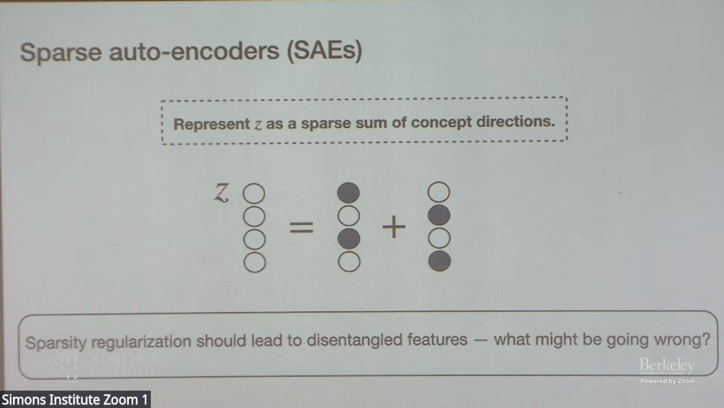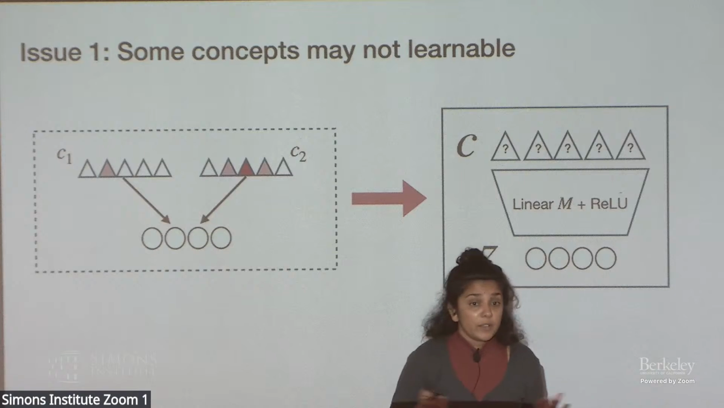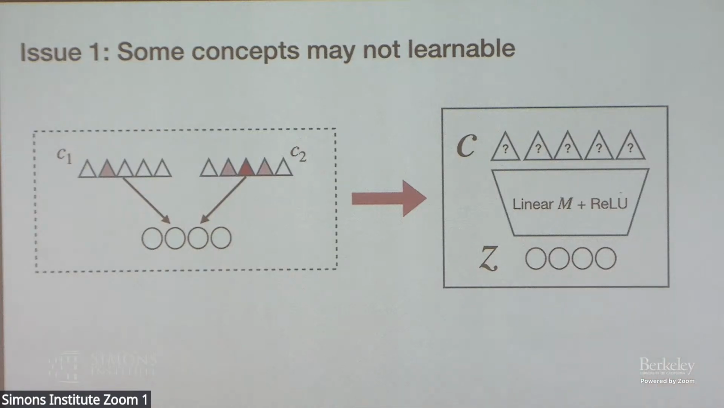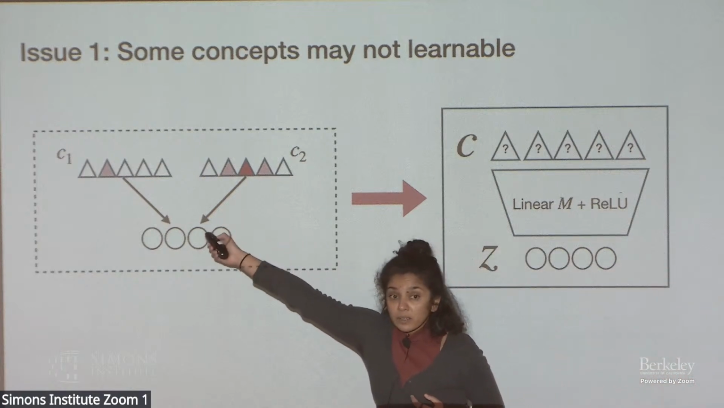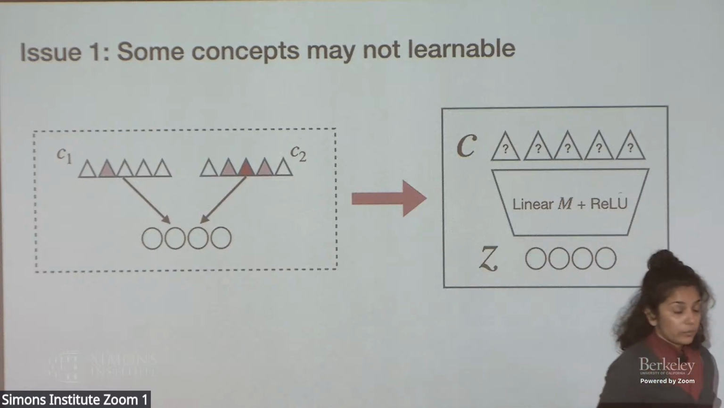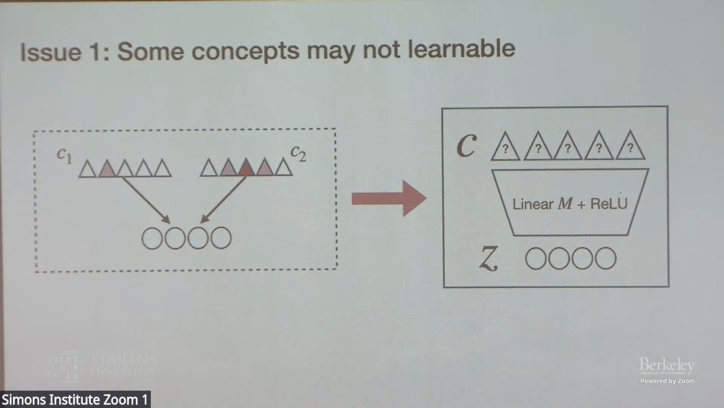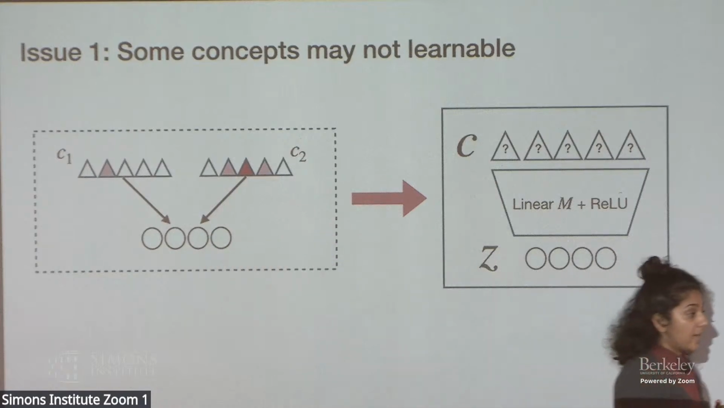So issue number one. This is all about the devil being in the details here. Issue number one: some concepts may not be learnable at all. What do I mean by that? We have way more concepts than we have dimensions of embeddings. So we can have examples where there's one activation, C1, and a different activation, C2. These are two different latent codes that represent the kinds of concepts you may have in a text, and they may map to the exact same embedding, the exact same, let's say, Llama embedding.